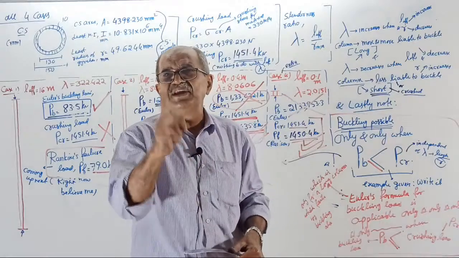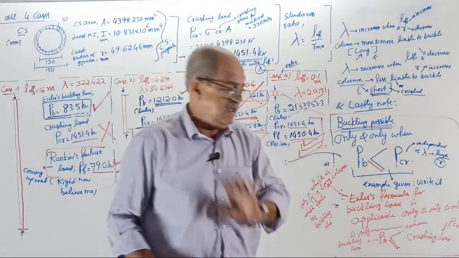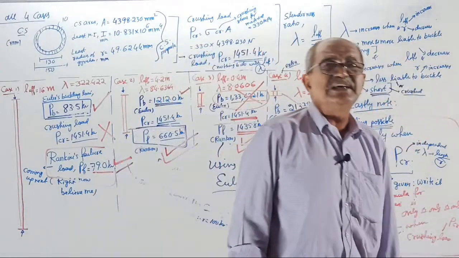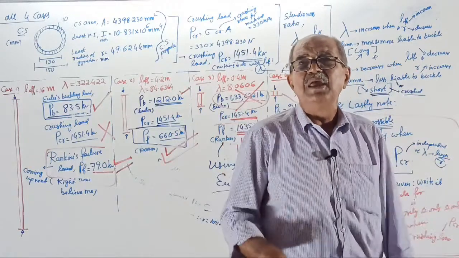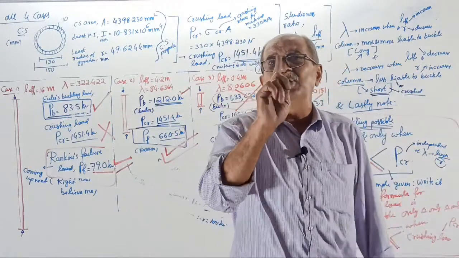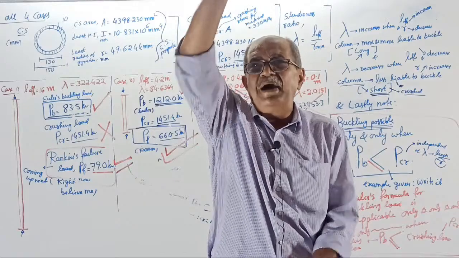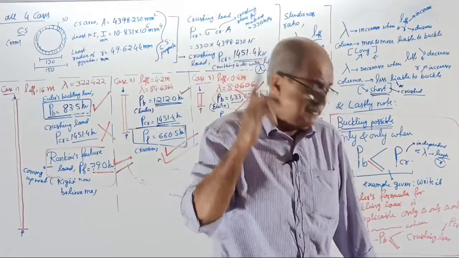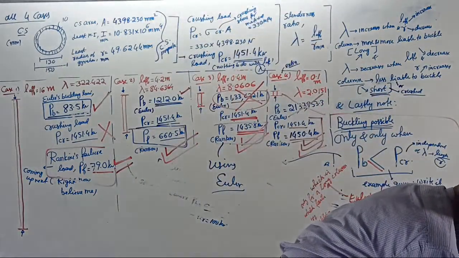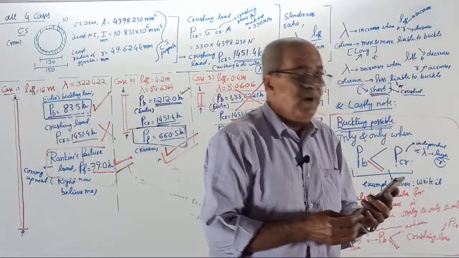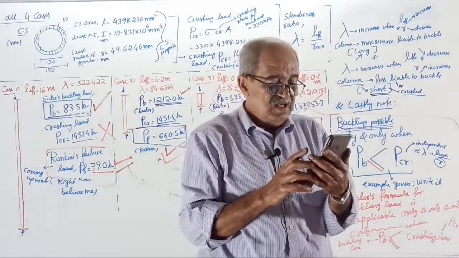If a column crushes before buckling, don't apply me. I should be the first one to reach. The column should buckle first. Then only I am applicable. Clear? The column should be what? Should buckle first.